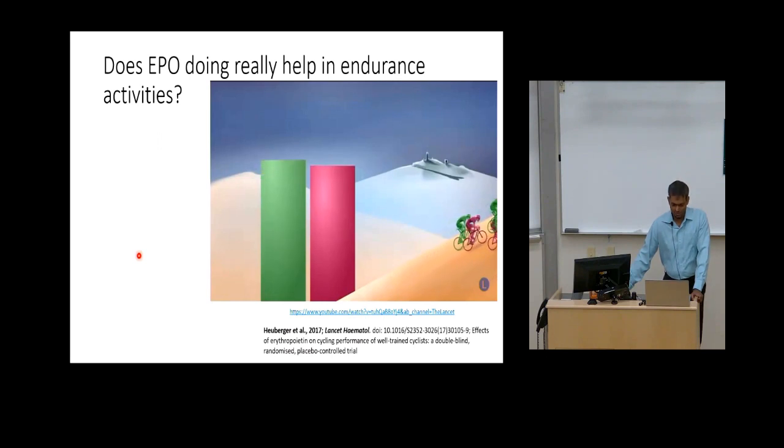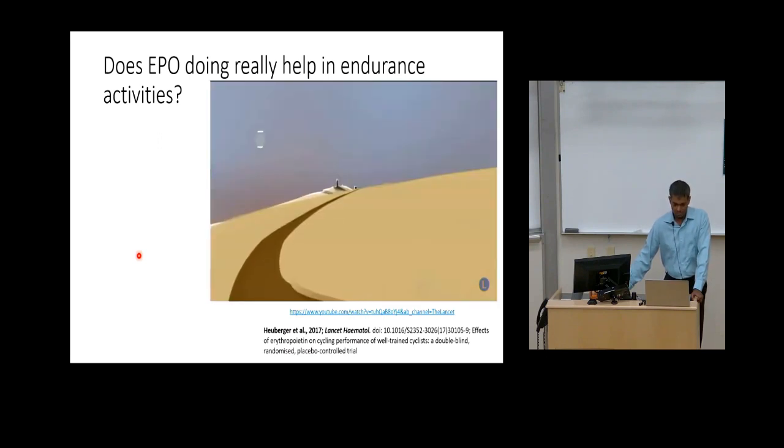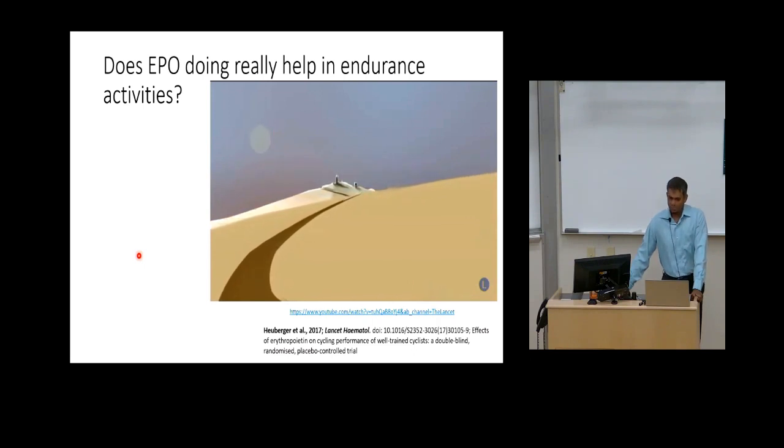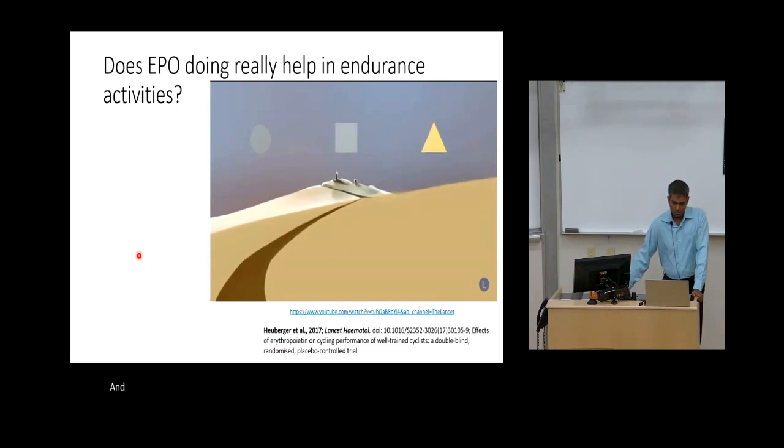So, in one overview, although we saw an effect of EPO on maximal exercise performance in well-trained cyclists, this effect was much less clear in a sub-maximal time trial-like test and completely disappeared in a real-life road race to the top of Mont Ventoux.